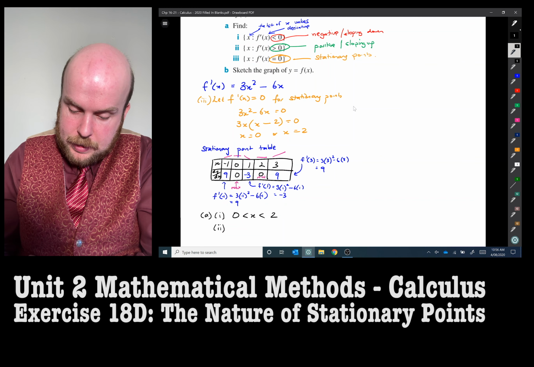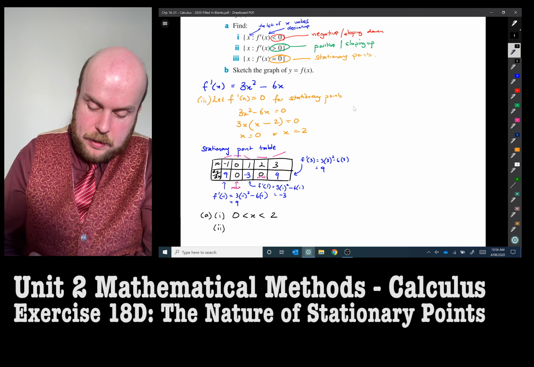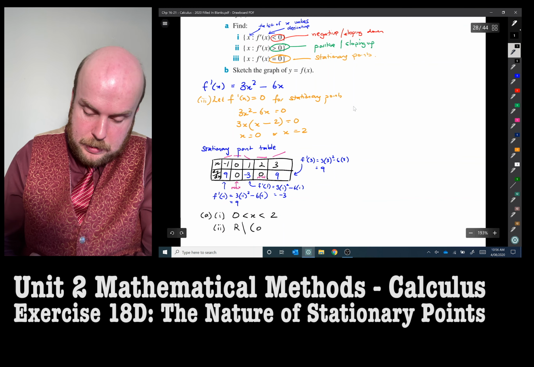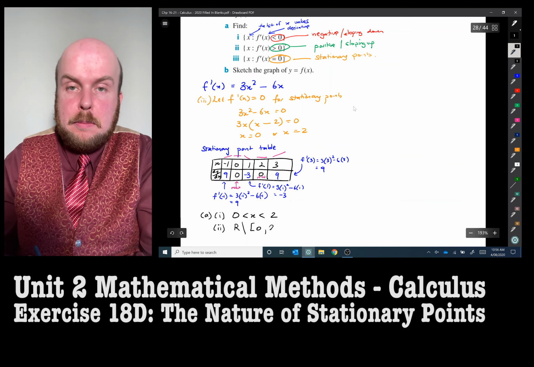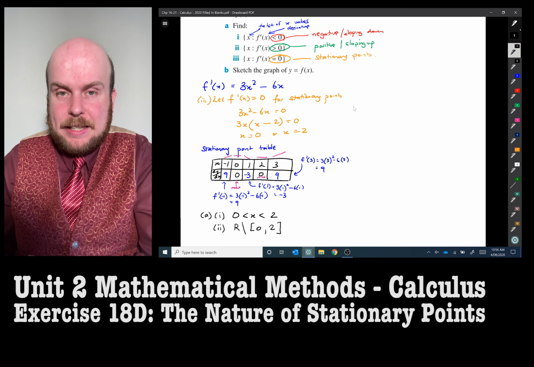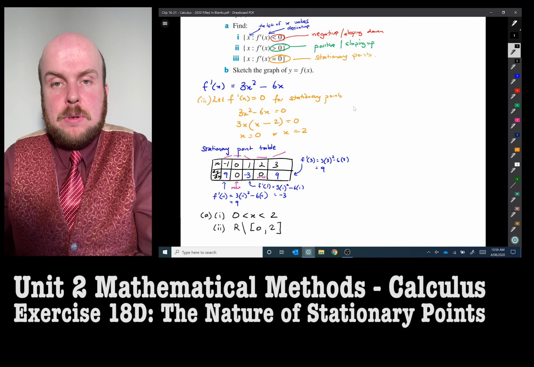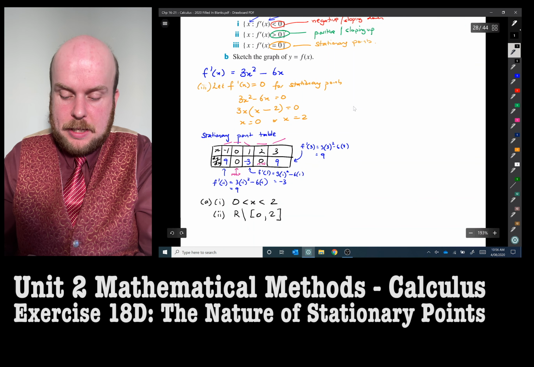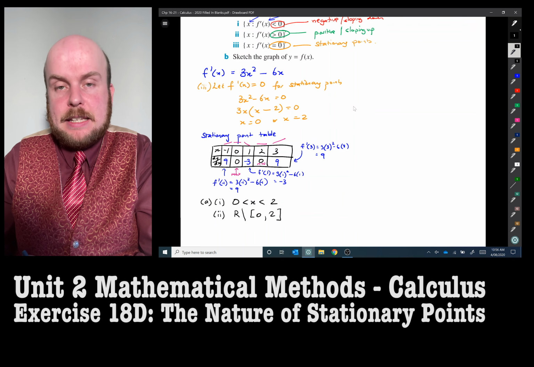So it looks like it's all real numbers except that small interval. So I'm just going to write it accordingly. Please take care that you note which brackets to use. It's all real numbers except the interval of 0 to 2 including, because at 0 and at 2 is when it's flat. So therefore it has to be all the other numbers. It has to be greater than 2 and less than 0.